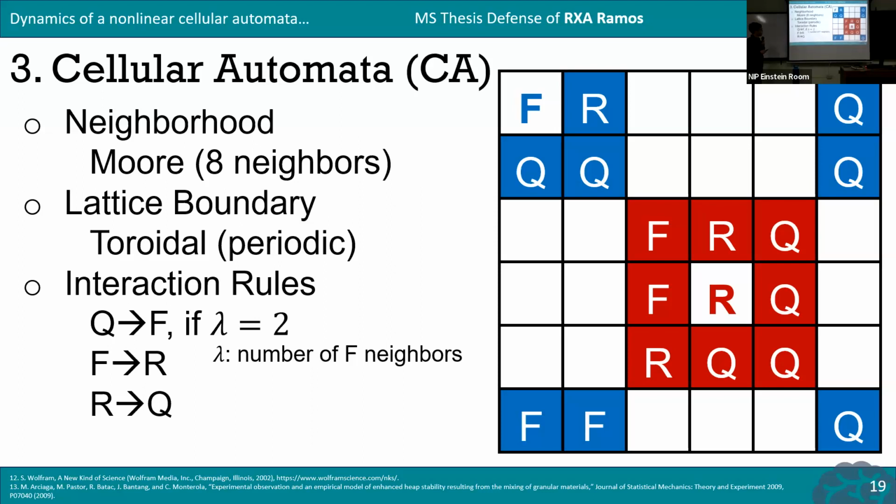And finally, we apply the interaction rules. So these are the rules that dictate how each neuron behaves. And we map it using the spiking regimes that were discussed earlier. So if the neuron is in the quiescent state, it will only transition into the firing state if there are exactly two firing neighbors in its neighborhood. Every firing state neuron will transition to a refractory state, and every refractory state will transition into a quiescent state.